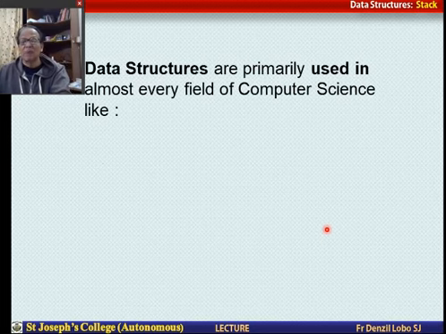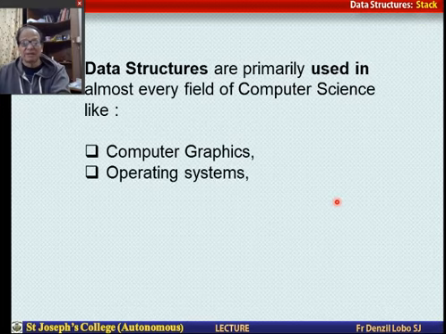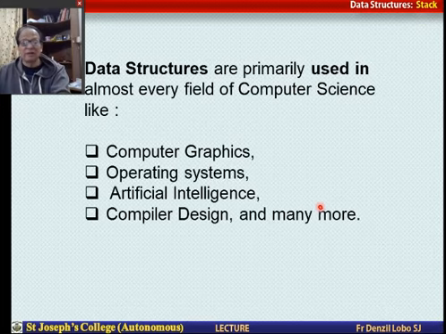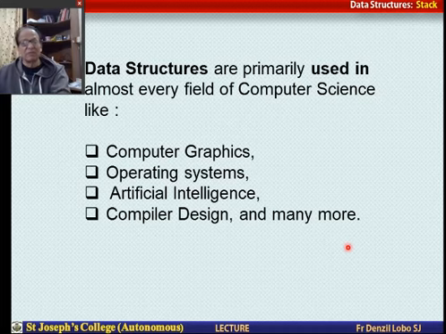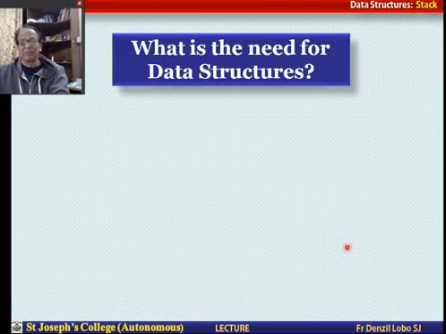Data structures are primarily used in almost every field of computer science, like computer graphics, operating systems, artificial intelligence, computer design, and many more applications. So data structures are very, very important, and as computer scientists you should be thorough with data structures. What are the different data structures? Not only theoretical knowledge, you should have practical knowledge of implementing data structures, this time using C, then maybe C++ or Java or any other computer language.